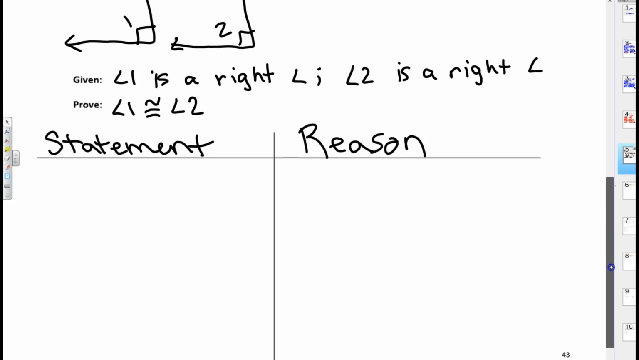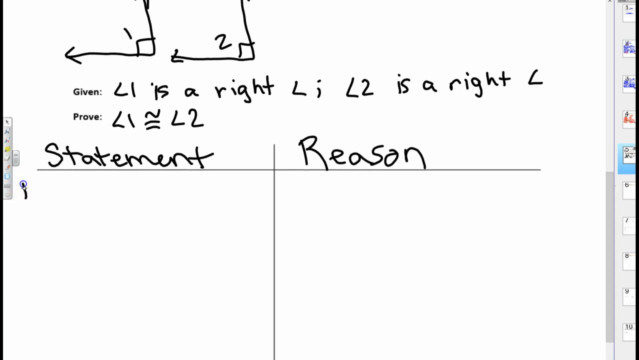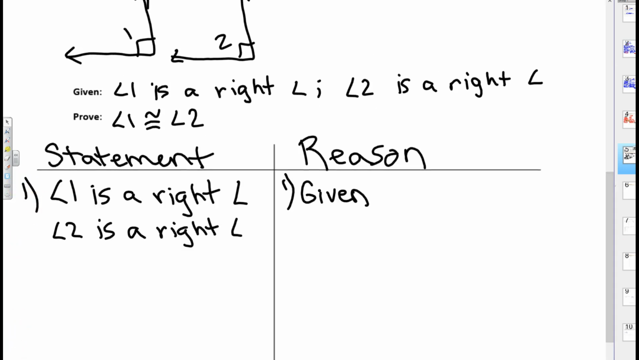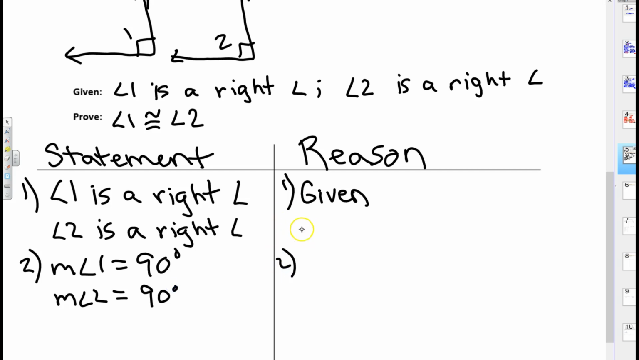We always start off with our givens. And our given in this case is angle 1 is a right angle and angle 2 is a right angle. Well, my second step is always to interpret my givens. What does it mean to be a right angle? Well, it means that the measure of angle 1 must be 90 degrees and the measure of angle 2 must also be 90 degrees, okay? And the reason we're able to say that is that it's the definition of a right angle.